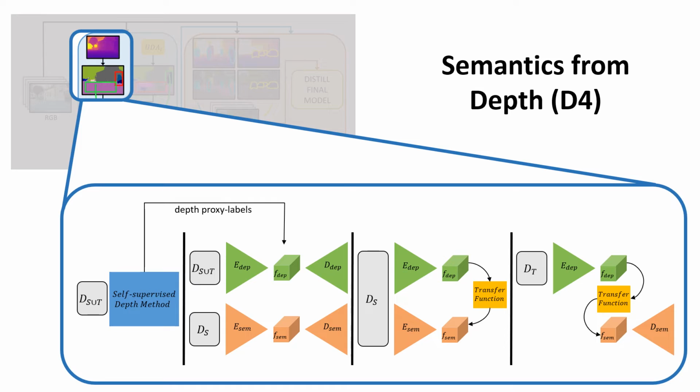Based on the intuition that a segmentation network can benefit from information on the geometry of the scene, we design a semantic engine dubbed Semantics from Depth. More specifically, we exploit a self-supervised monocular depth estimation method to obtain depth proxy labels for both the source and the target domains. Then, on the source domain, we train a network as a transfer function between the deep features extracted for depth and the ones extracted for semantics. The transfer function, even if learned on the source domain, can be used also on the target domain to infer semantics from depth.